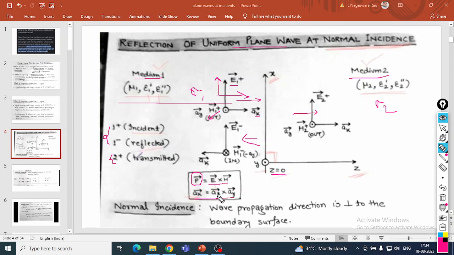Okay, the electric signals are propagated in the x direction, the magnetic signals are propagated in the y direction, then the overall EM signal propagates in the z direction with the help of the cross product. Then if you observe, there is a definition of normal incidence. Already we saw the difference between normal incidence and oblique incidence in the first slide. In normal incidence, the wave propagation direction is perpendicular to the boundary surface. But in oblique incidence, the wave propagation direction is not perpendicular to the boundary surface. You can observe this in the next slide.